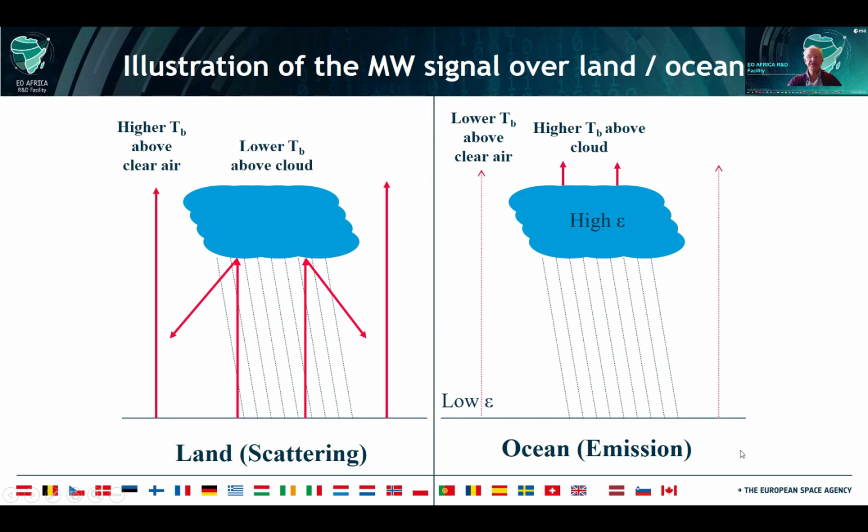Again, a small illustration. On the left-hand side, you see the scattering principle, resulting in a lower brightness temperature above the cloud compared to the surrounding area. On the other hand, if you look on the right-hand side, you see that the water vapor is adding to a higher brightness temperature above the cloud compared to the areas which are non-clouded, in this case over the oceans.